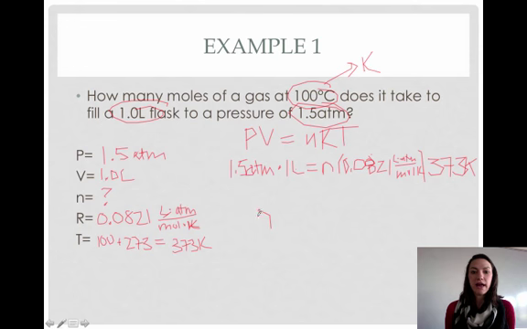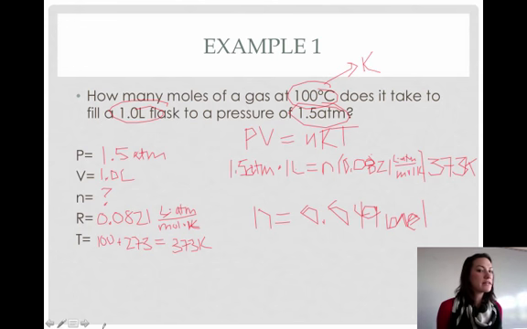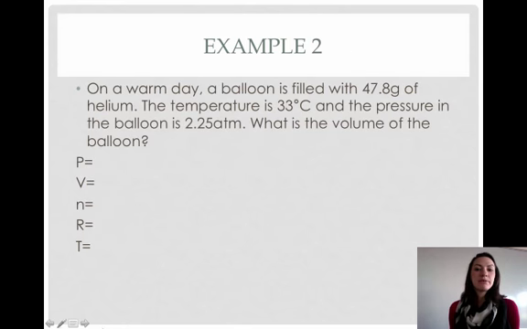I should get a value of n being equal to 0.049 moles. Sorry, my pen is not working properly today. Okay, 0.049 moles. And that's a very straightforward problem. You'll have 4 of the 5 variables. Solve for the 5th variable. Remember, you'll never be asked to find R. You will always have R. That's a given. Okay? Example number 2.